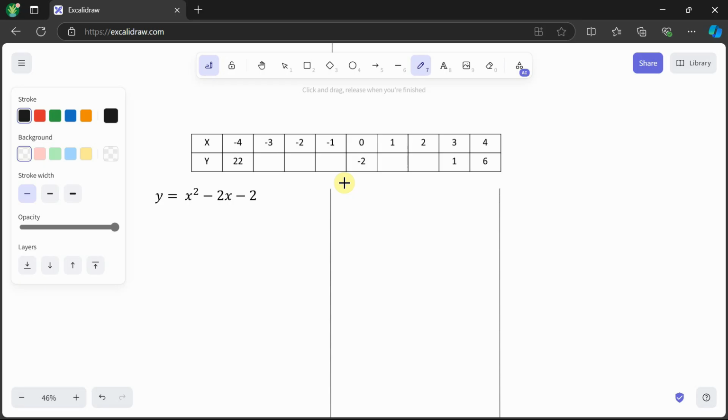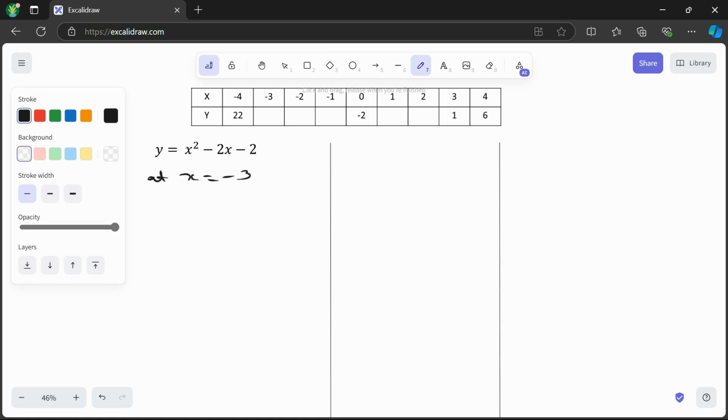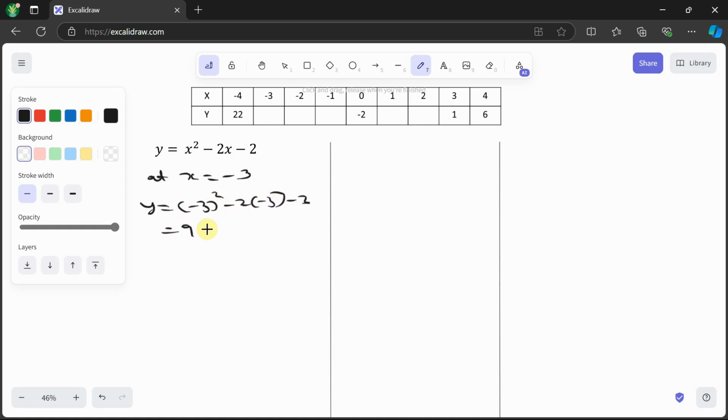So they've given us at x is equal to minus 4. So let's find at x is equal to minus 3. So anywhere I see x here, I'll substitute minus 3. Okay, great. So my y will be equal to minus 3 all squared minus 2 open bracket minus 3 minus 2. So minus 3 all squared is 9. Minus 2 times minus 3 is plus 6. Then minus 2. 9 plus 6 is 15. 15 minus 2 is 13. So my answer here is 13.